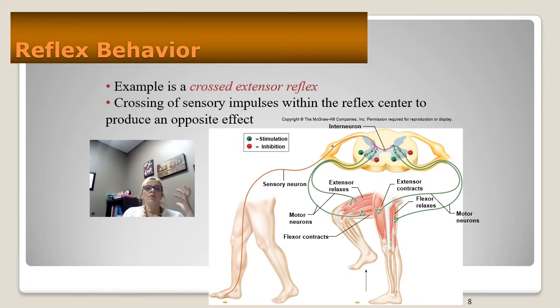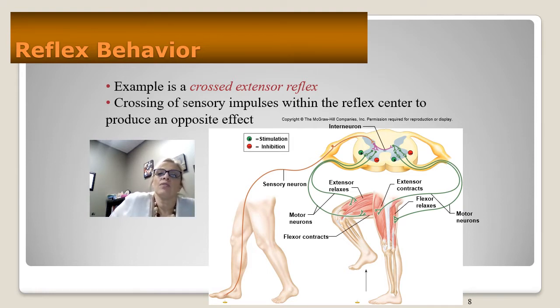Okay, so we can also have a crossed extensor reflex. So if you pull your foot up from the tack, okay, so you've picked one foot up off the ground, your muscles in your other leg have to contract to support your weight. So you can also have a crossed extensor reflex.